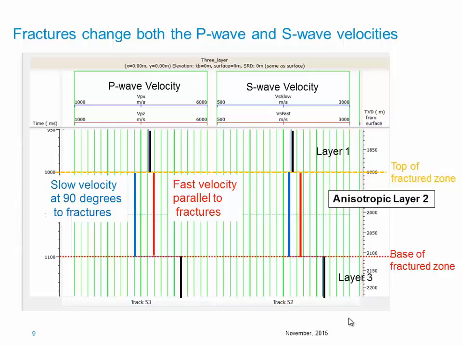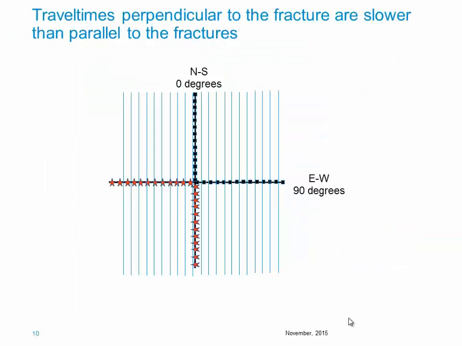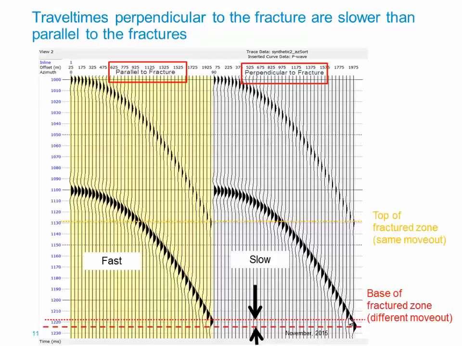We have an isotropic layer over an anisotropic layer over an isotropic layer, and both the P wave and S wave velocities exhibit a fast velocity and a slow velocity. And if we were to just do a very simple experiment where we have two lines, one being parallel to the fractures, one being perpendicular to the fractures, when we measure the travel times, what we'll observe is that we get slightly different moveout when we move through the fractured layer. At the top of the fractured zone, they both exhibit the same moveout.